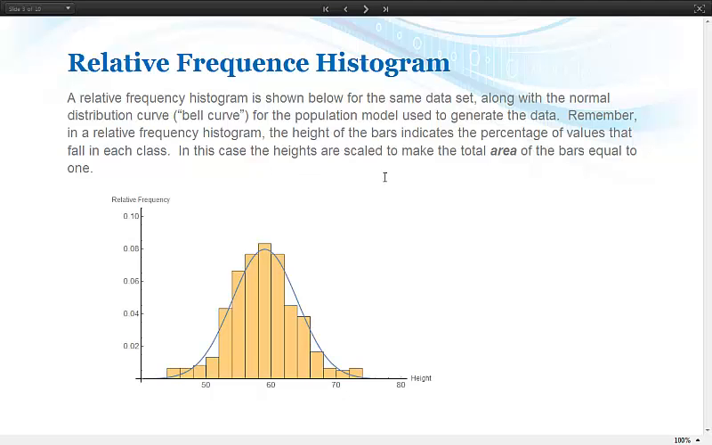The heights are scaled to make the total area of the bars equal to 1, because what we're doing really is using the areas to represent probability, as we saw when we considered probability functions for continuous variables. In fact, this makes the normal distribution, as we'll see, a probability density function.